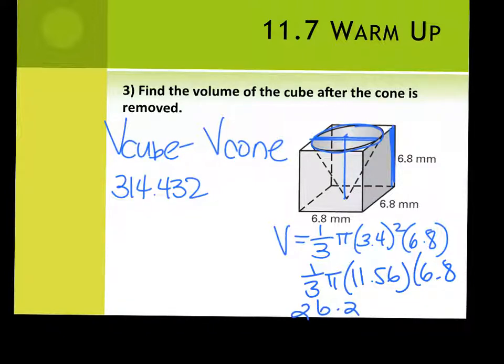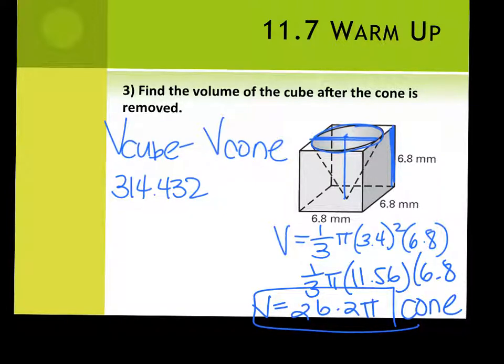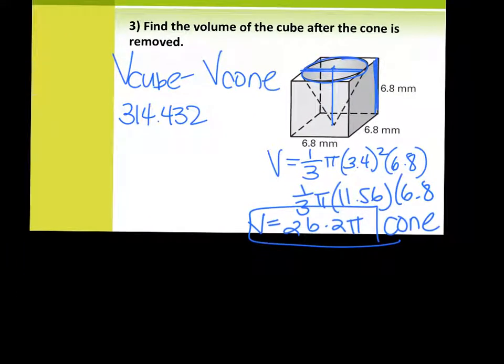26.2 pi is the volume of your cone. So then I want to take the volume of my cube and subtract from it the volume of the cone.